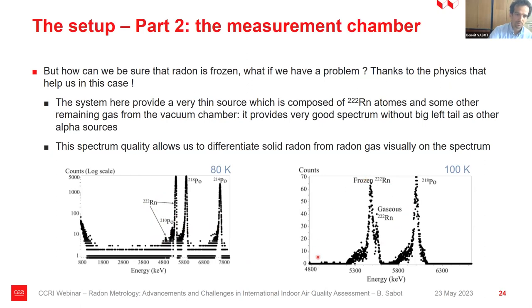If we look closely at the spectrum of radon, even though we have only a few atoms, in case we increase the temperature, we still see some frozen radon peak. But immediately when we reach over the limit of radon solidification, a second peak of radon will appear, and it's the radon that becomes gas. So in case of problem, we can immediately see on the spectra that some radon becomes gaseous and that the measurement is not performed in proper condition.